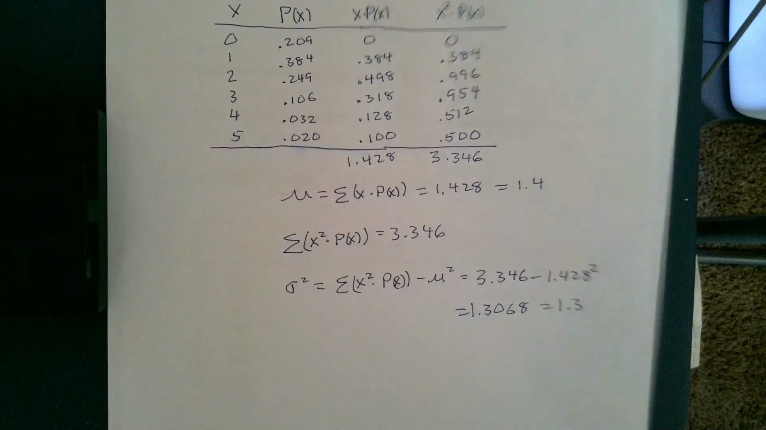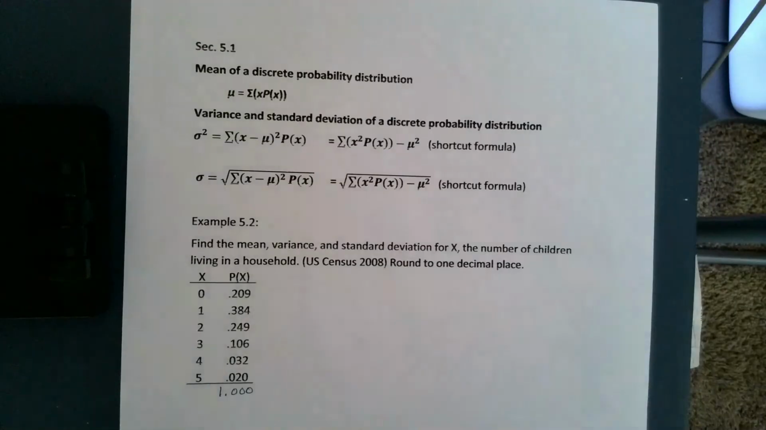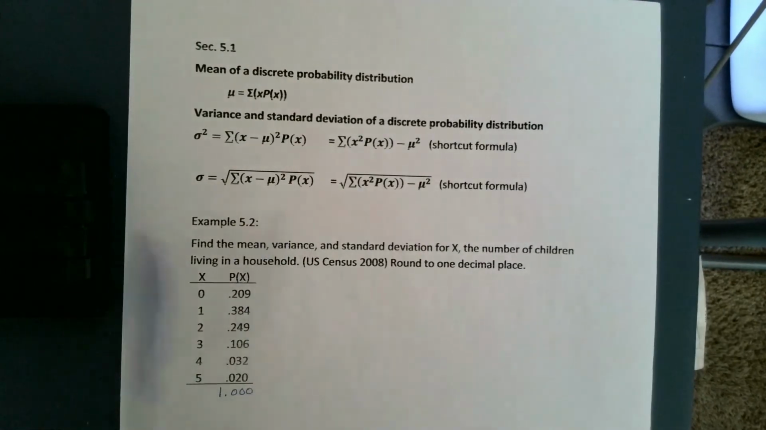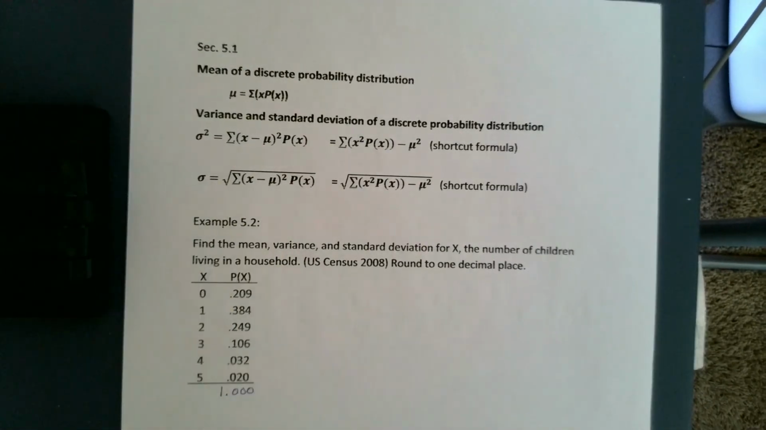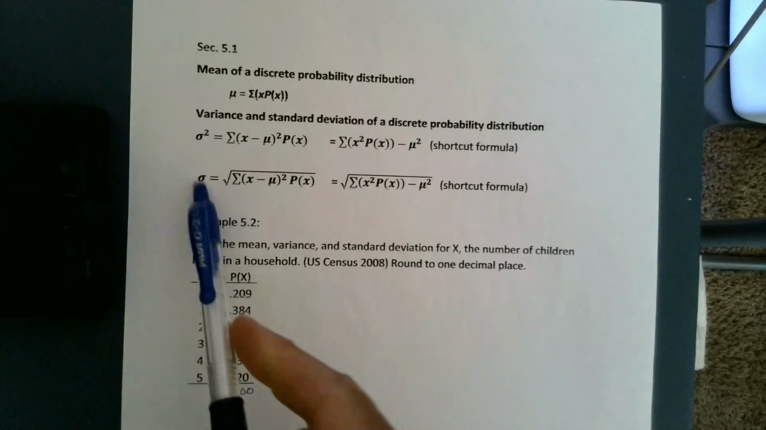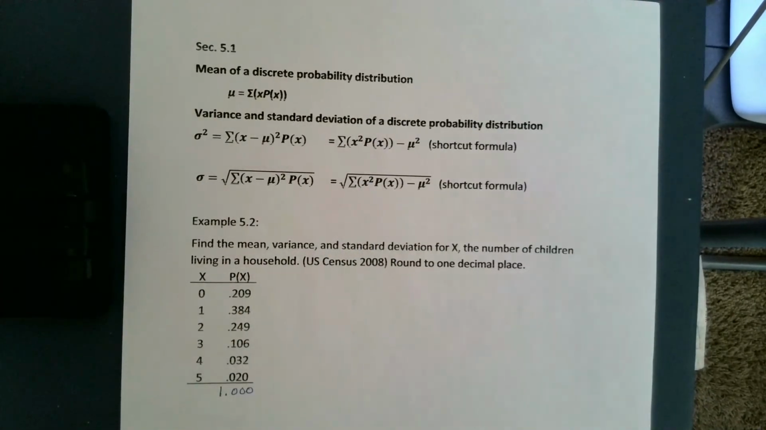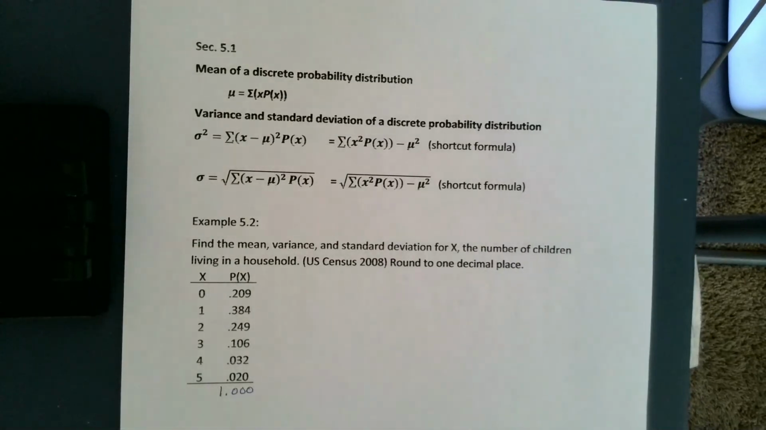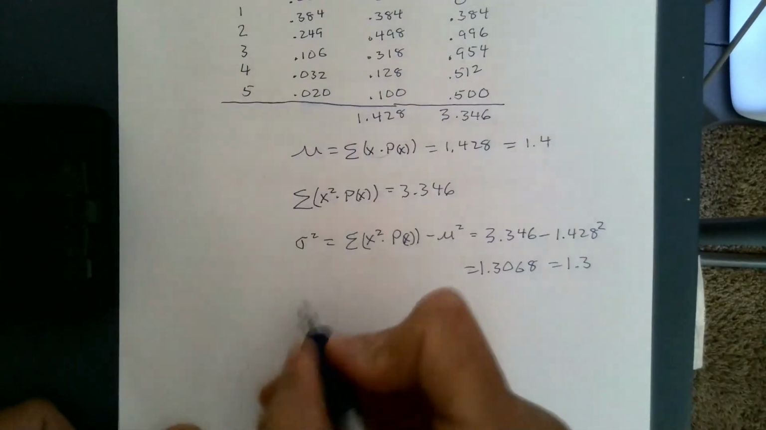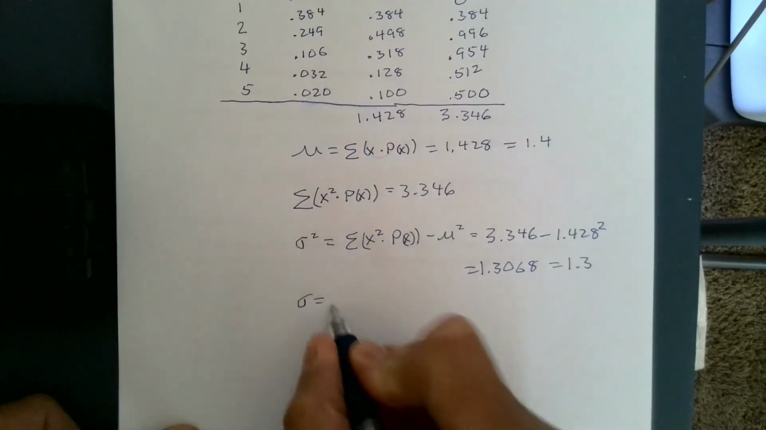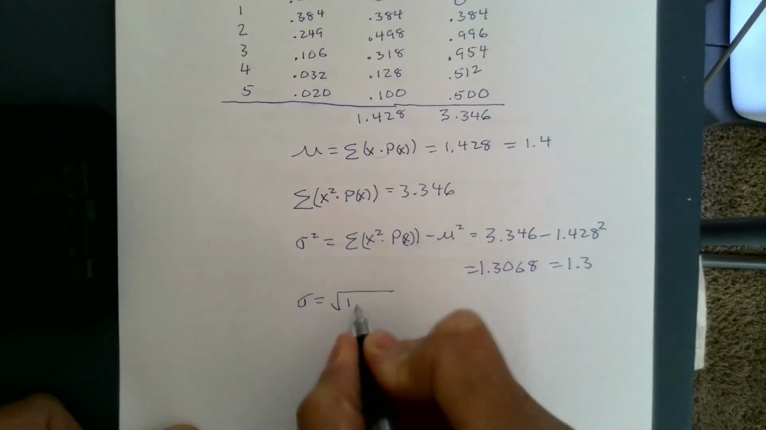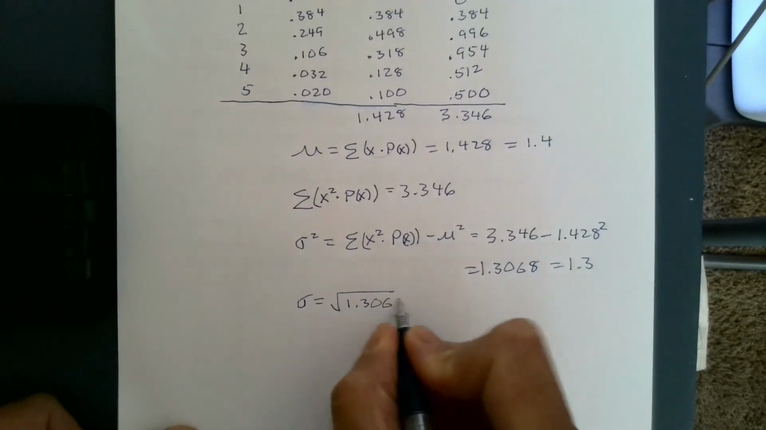The final step is to calculate the standard deviation. And the standard deviation is actually the simplest calculation because the standard deviation sigma is simply the square root of the variance, sigma squared. So sigma will equal the square root of 1.3068.